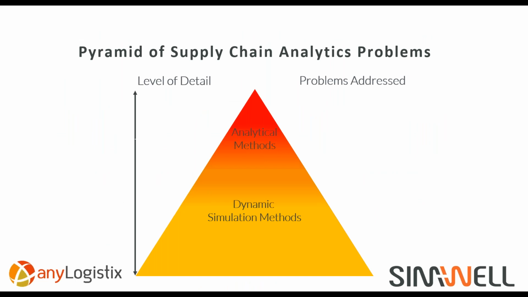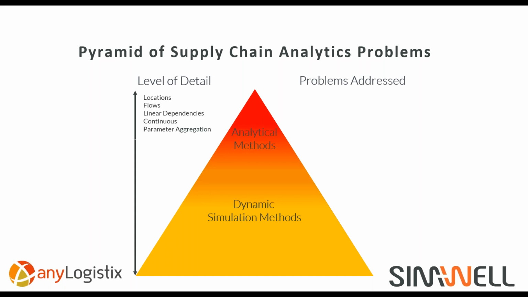Now, this is what we call the pyramid of supply chain problems. On the left, we have the level of detail necessary to solve a problem, and on the right, we have the problems addressed at each level. As we go down through these, we'll see the level of detail increasing at the bottom of the pyramid, along with the types of problems that we can address with anyLogistix.